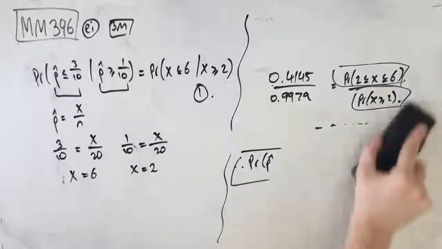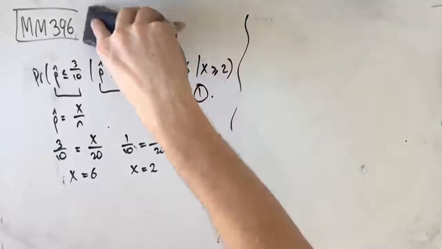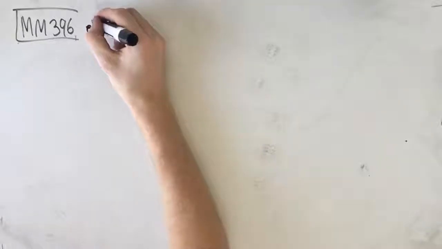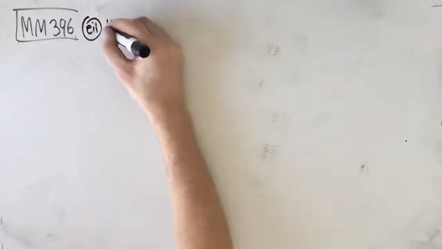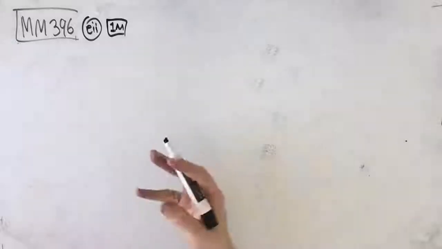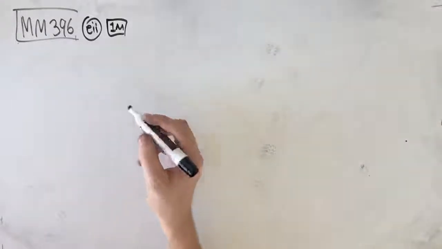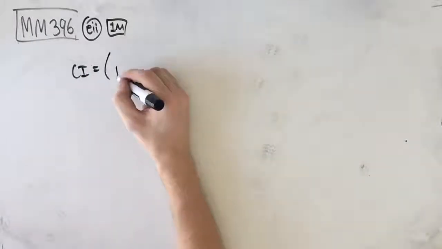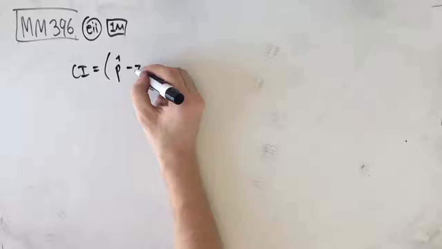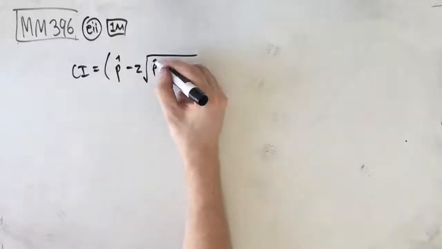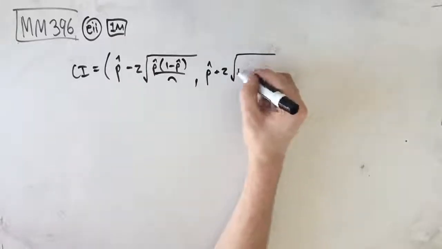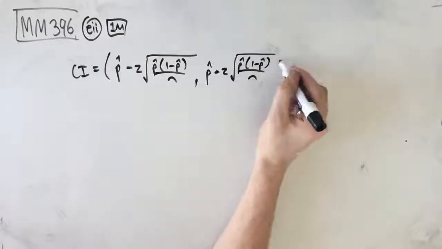Part EII immediately starts dealing with confidence intervals, which you might have seen before. Let's get rid of all this. Part EII is 1 mark, so you don't have to do any working for this. You just need to state your answer. You will obviously need to do working to get to the answer, but that's fine. So we're trying to find a confidence interval now. We know that our confidence interval formula is given by p hat minus z root p hat (1 minus p hat) over n, and then p hat plus z root p hat (1 minus p hat) over n.